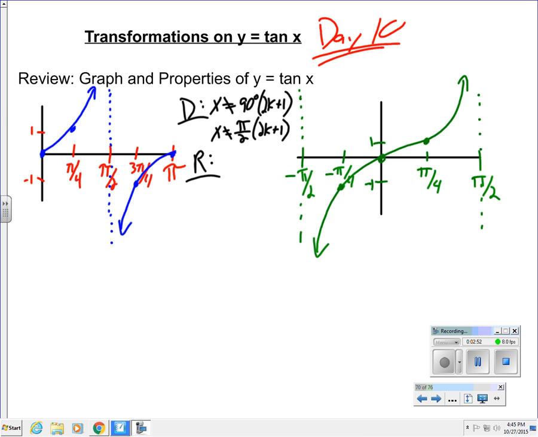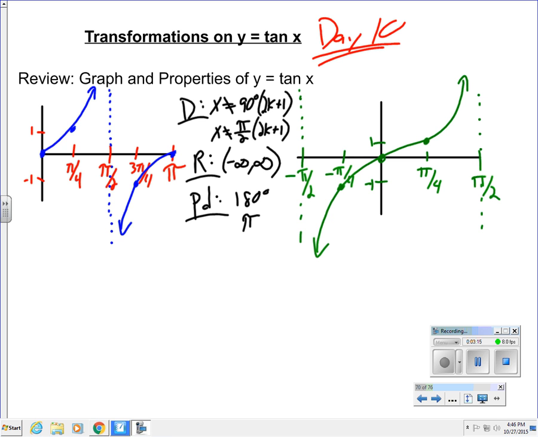The range, unlike sine and cosine, there's no upper or lower bound on the function. Along the asymptote, it'll go down to -infinity and up to +infinity. So our range is all real numbers. The period for our parent function tangent is half the period we have for sine and cosine. It's 180 degrees, or pi radians.